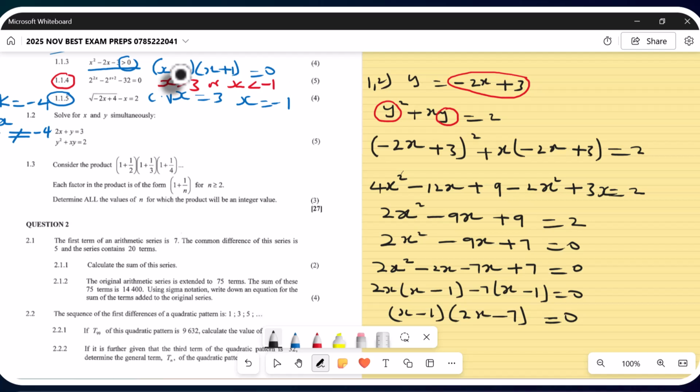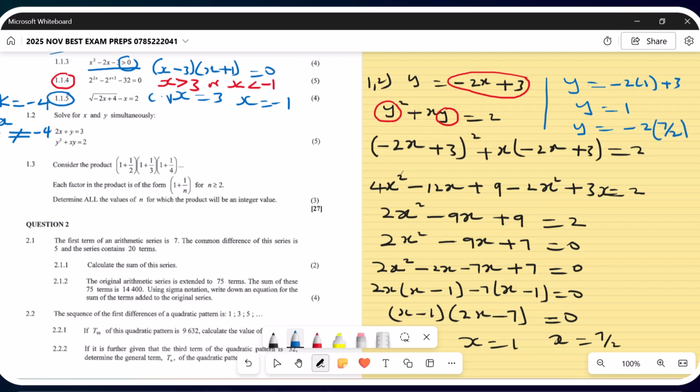When x equals 1, you're going to have negative 2 multiplied by 1 plus 3, which gives us y equals 1. And when x equals 7 over 2, we're going to have y equals negative 2 into 7 over 2, and then plus 3. And so what do we get then? It's going to give us y equals negative 7 plus 3, which gives us negative 4. That is it here, all right, guys.